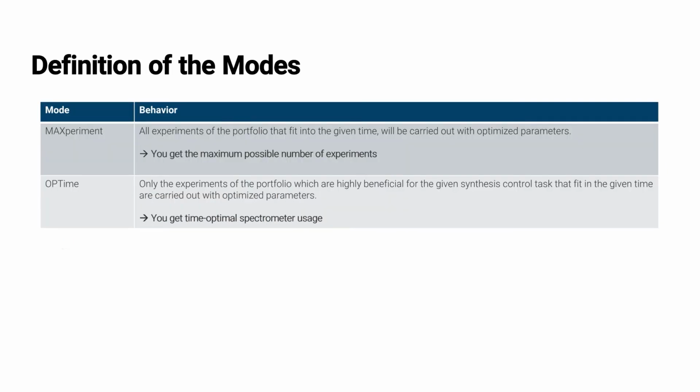Here in a table overview, what is the definition of each mode? So with experiment, you get the maximum possible number of experiments. In uptime, you get time optimal spectrometer usage.